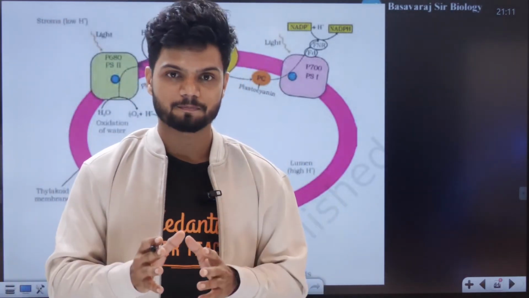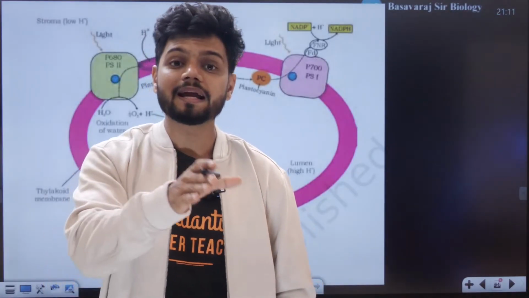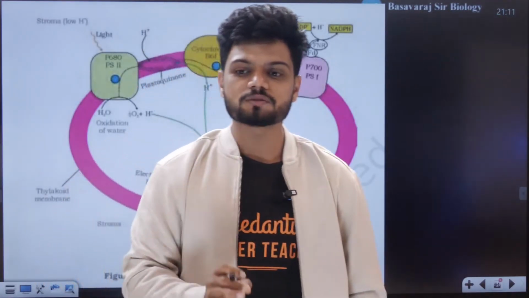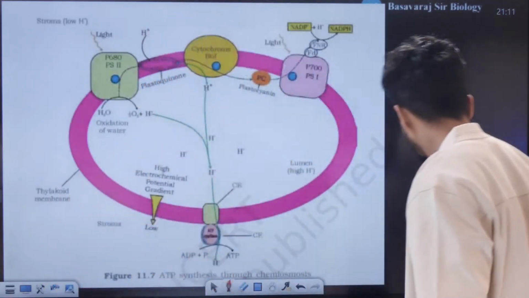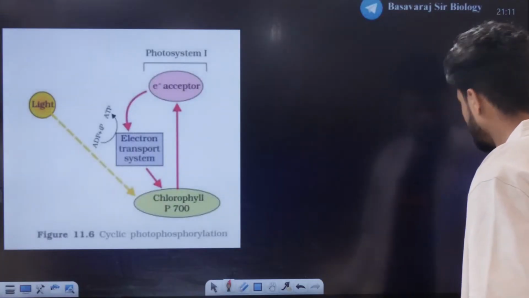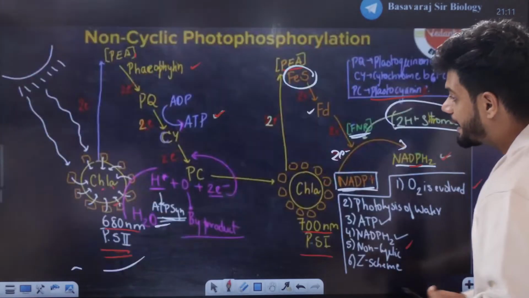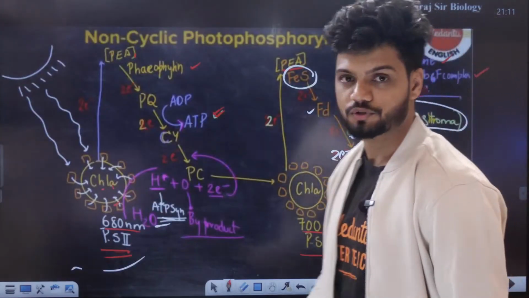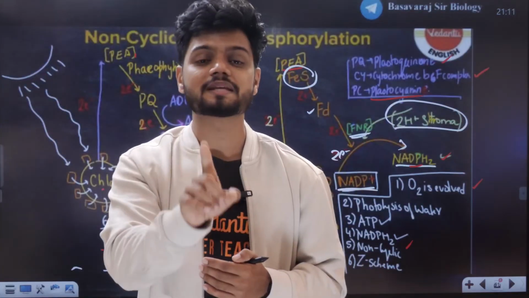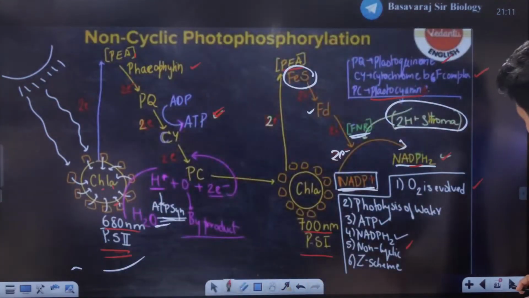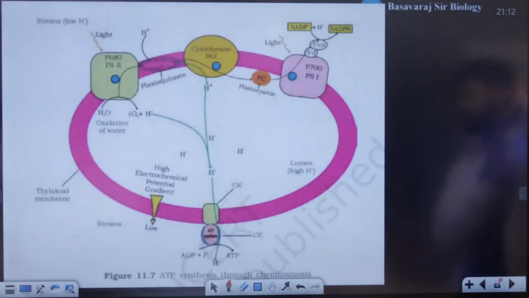Chemiosmotic hypothesis. The chemiosmotic hypothesis explains how ATP is being produced. For example, if you see here, I told you ATP is being produced here. I told you here also ATP is being produced. ATP is produced, but how? How is the ATP being produced? That concept is explained in the chemiosmotic hypothesis.